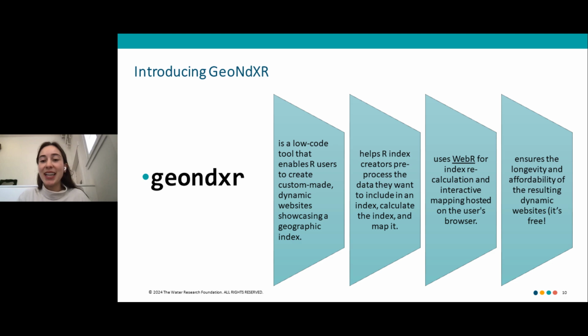So we'll start with what our tool is called, which is GeoNdXR, and some definitions of what it is. It's a low code tool that enables our users to create custom-made dynamic websites showcasing a geographic index. It helps our index creators pre-process the data they want to include in the index, calculate it, and then map it. And it uses WebR for index recalculation and interactive mapping hosted on the user's browser, which makes sure that the longevity and affordability is preserved and the resulting dynamic website is free.